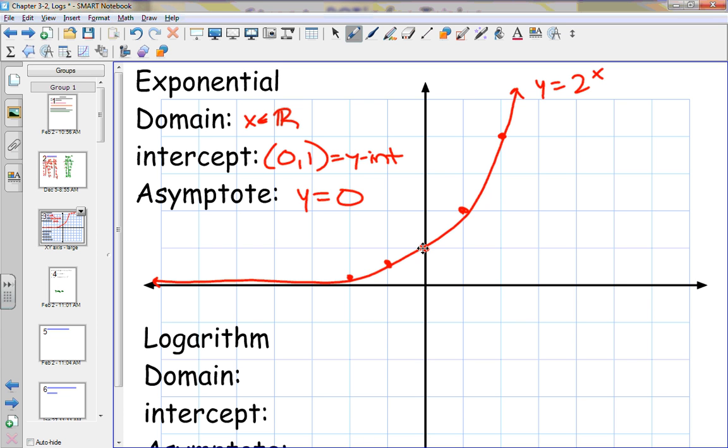So instead of having the point 0, 1, we're now going to have the point 1, 0. Instead of having the point 1, 2, I'm going to have the point 2, 1. Okay? Instead of having the point 2, 4, I'm going to have the point what? 4, 2.